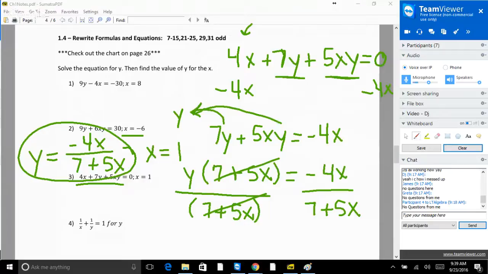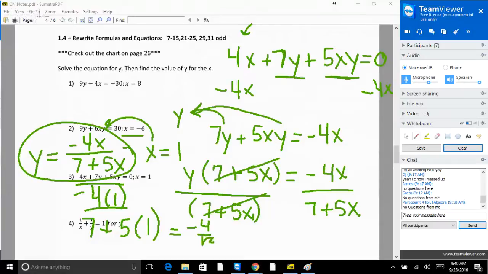Okay, so if I plug in x equals 1 here, I'm going to get negative 4 times 1 divided by 7 plus 5 times 1. Sorry for the words everywhere. So I end up with negative 4/12, otherwise known as negative 1/3, or negative 0.3333 for the calculator people.